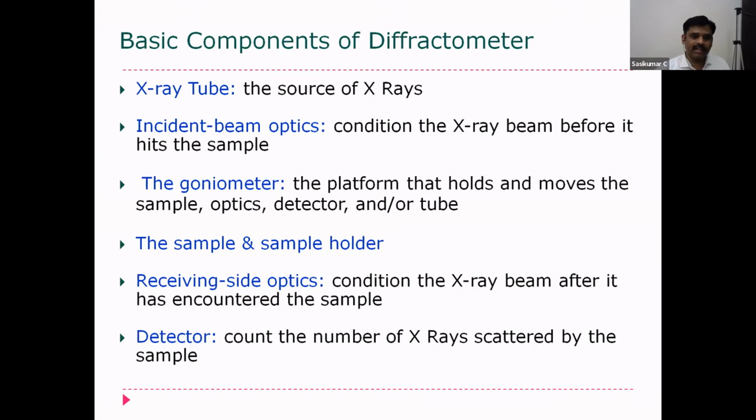On the receiving side also, there are certain correcting tools, correcting the X-rays which are emitted. They need to be amplified and analyzed. So you need optics on the receiving side also.